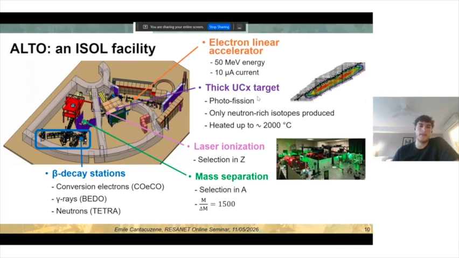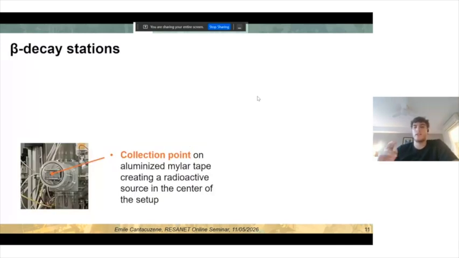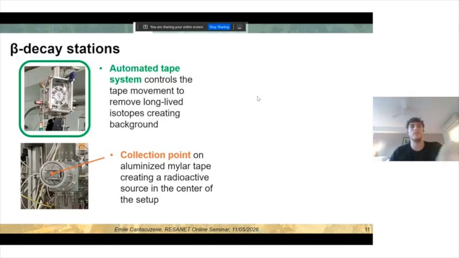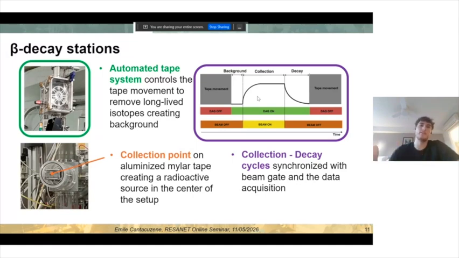in the beta decay. And so the architecture of these beta decay stations is the same for the 3 of them. The beam is collected at the center of the experimental setup on a tape, and this tape is controlled by an automated tape system that allows us to move this tape whenever we want. And basically, why do we want to move the tape is to remove the long-lived isotope descendants that would create background in our measurements.